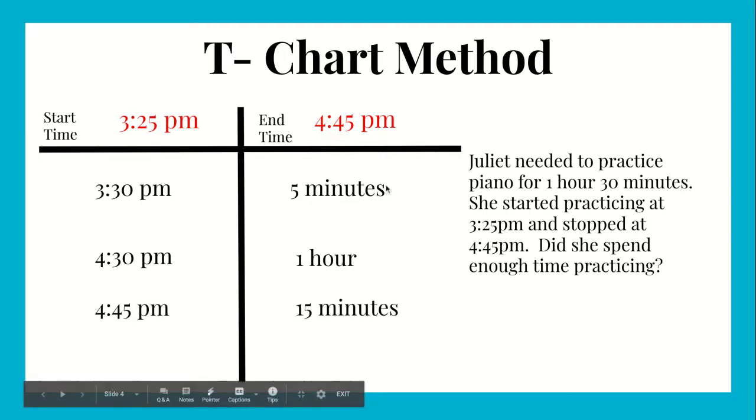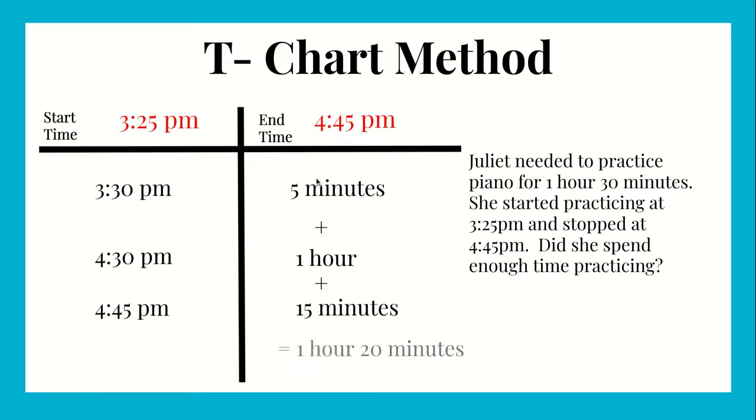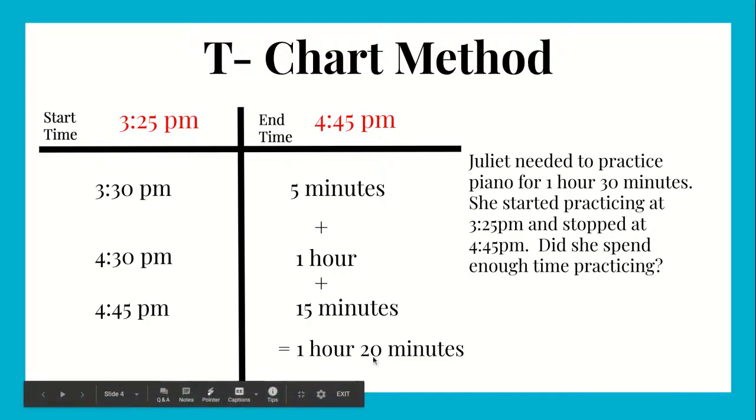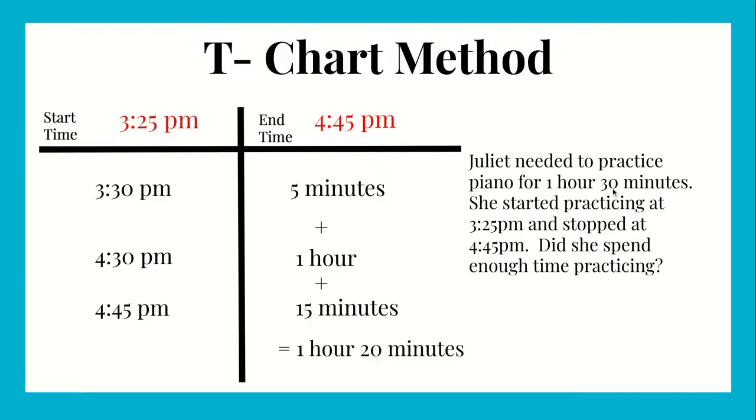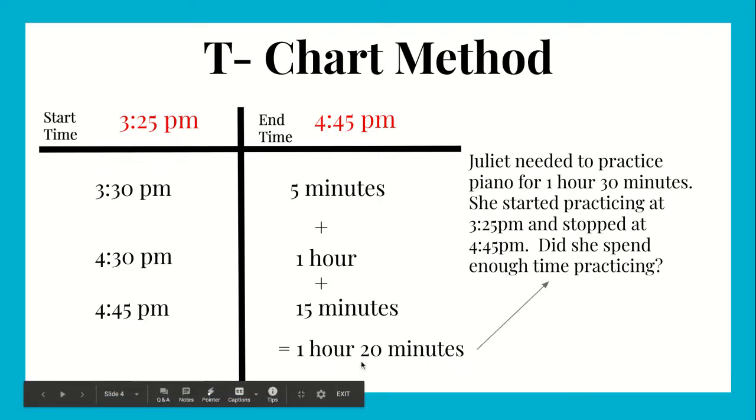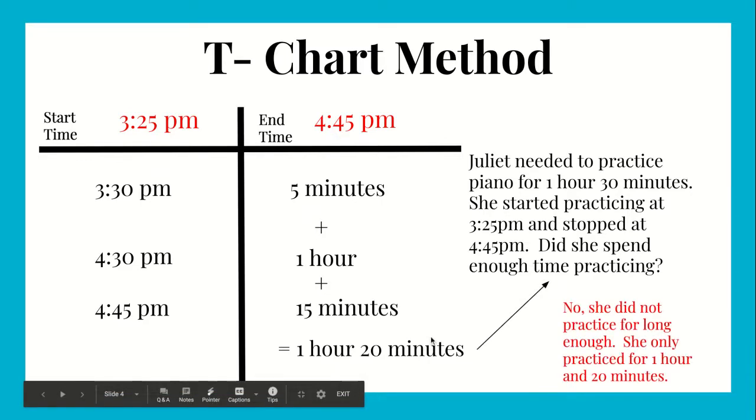So now all I have to do is add up my times on this side of my chart to see how much time she spent. And I get an hour and 20 minutes. 1 hour here, 15 minutes and 5 minutes. Add those 2 minutes together to get 20. Now, my original goal was to spend an hour and 30 minutes. Did Juliet do that? No, she did not. She only spent an hour and 20 minutes.